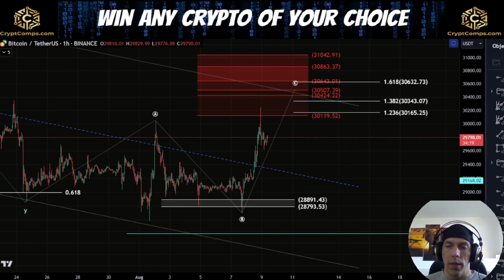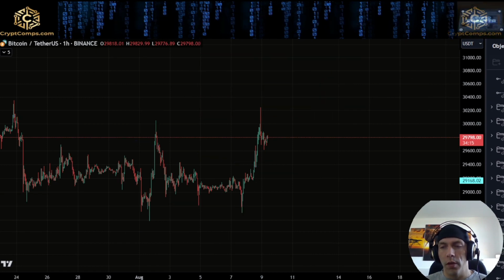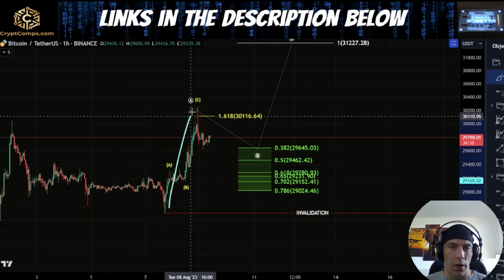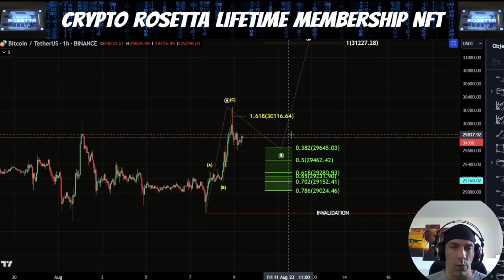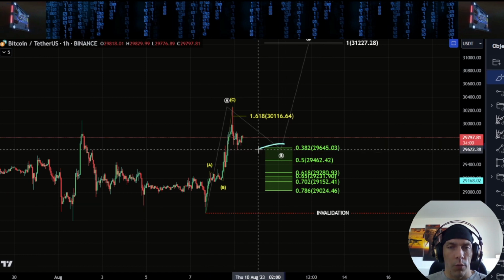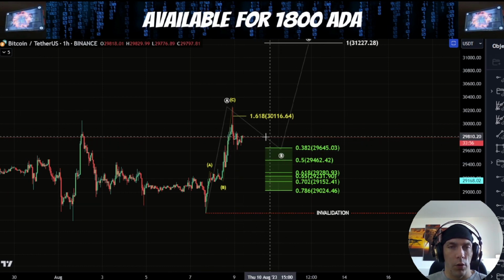Now, if we are looking at that idea, that would be the same sort of idea as what we talked about earlier, except what we'd be looking at is rather something like this, where this move could actually become A, this could be a 3-wave move down for B, and then we could look for C wave. Now, we have come down to the 0.382, which is a very shallow retracement, but it is possible for B waves to end in these zones, so we need to be on the lookout for this.